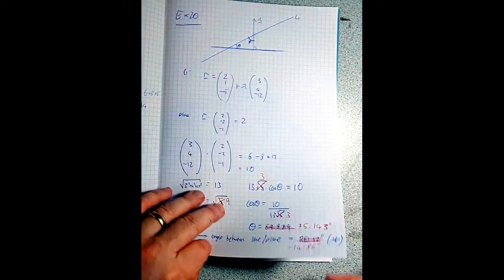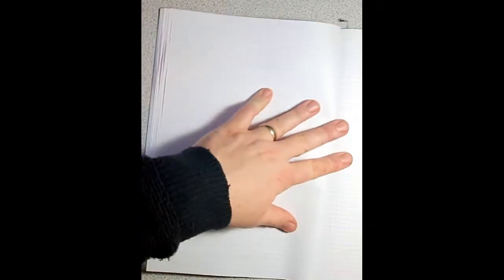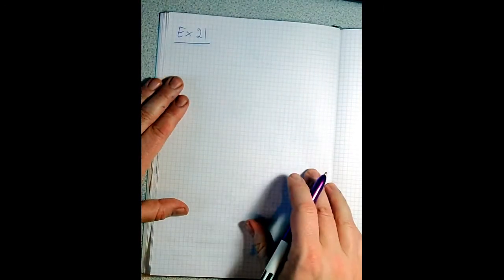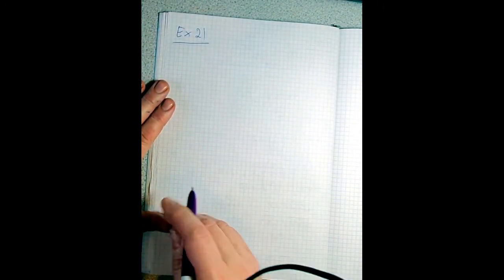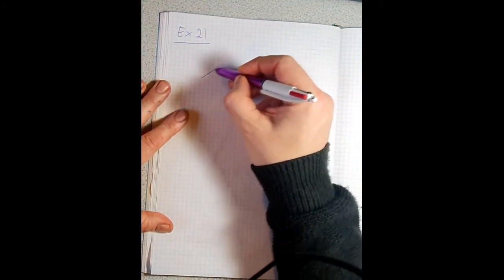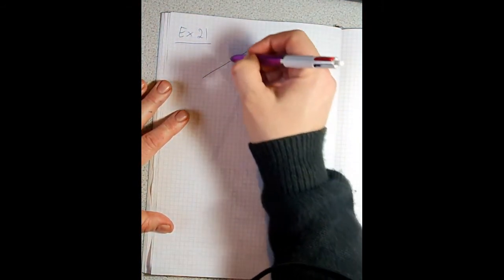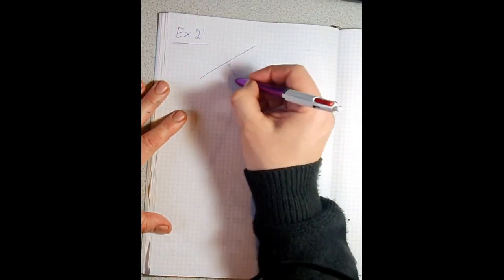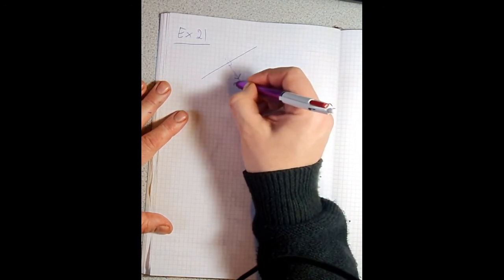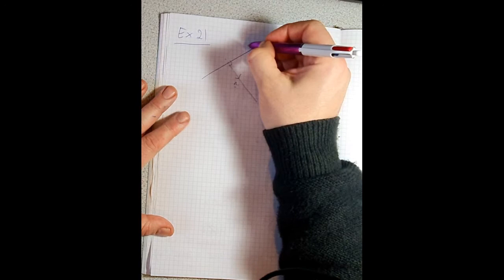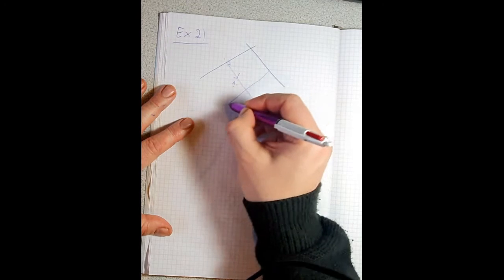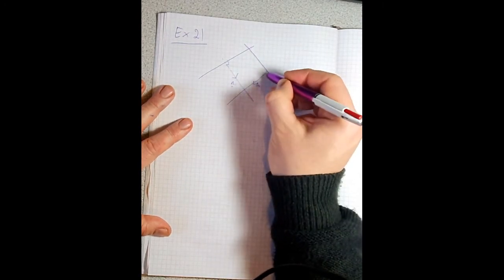Right, I might as well do example 21 while I'm here. Okay, so I've got two planes. I'm going to draw them side on again. Here's one plane, and there's its normal vector. Let's call it N1. Here's another plane. I'm looking at it sideways, don't forget. And there's its normal vector, N2.